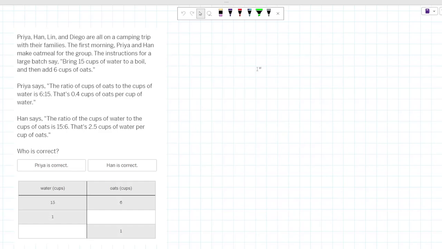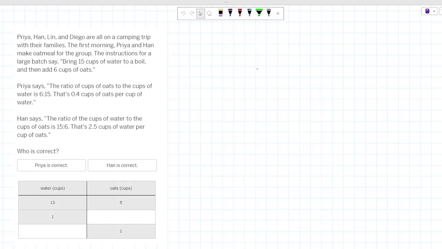Han says the ratio of the cups of water to the cups of oats is 15 to 6. That's 2.5 cups of water per cup of oats. Who is correct? So we're given this table we can use to solve this problem.